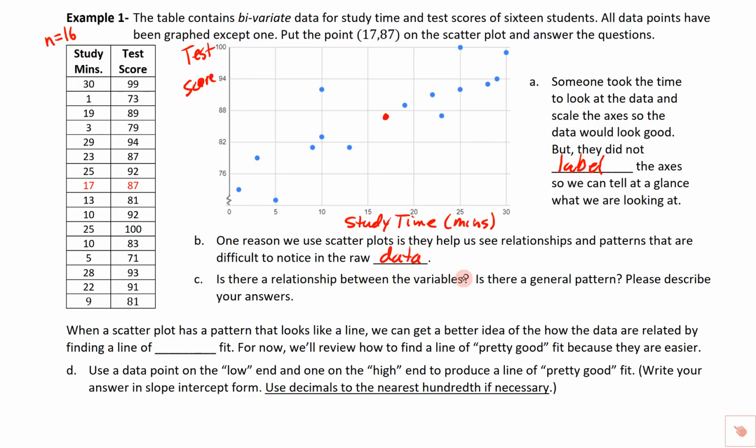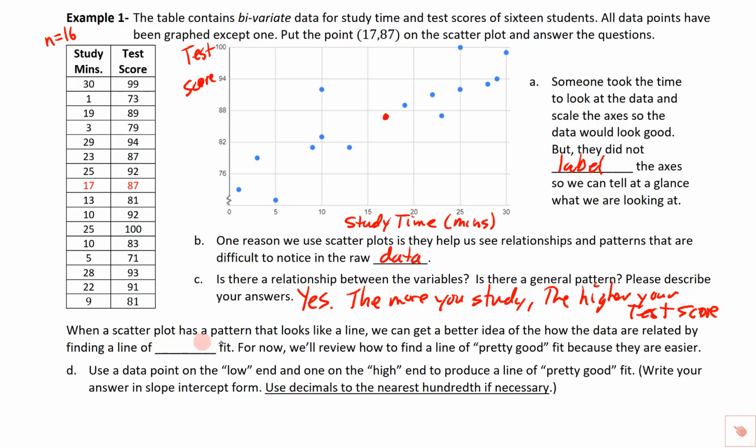And it says, is there a relationship between the variables? Well, the answer to that is yes. And then it says, is there a general pattern? Well, yeah, there is. You can see that the more people study, the higher their score is. So it says, please describe your answers. Well, let's just say it this way: the more you study, the higher your test score.